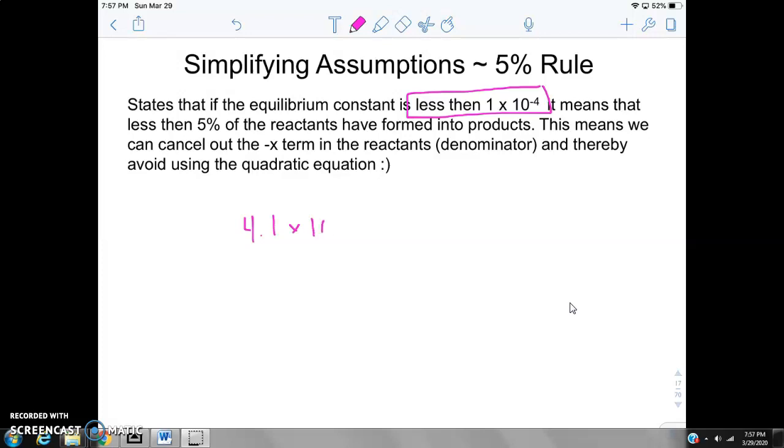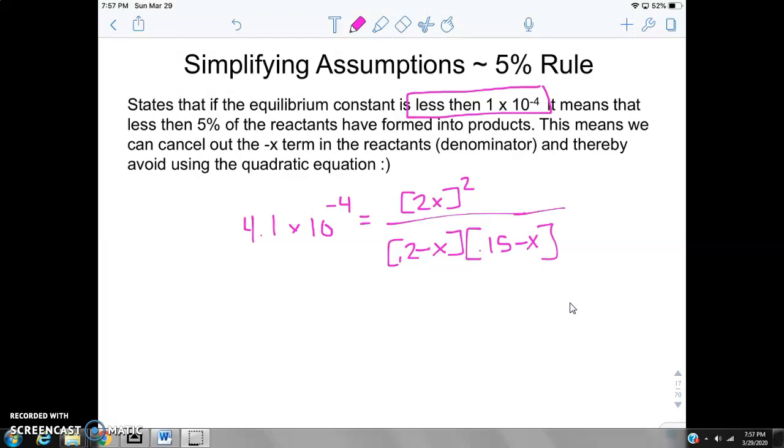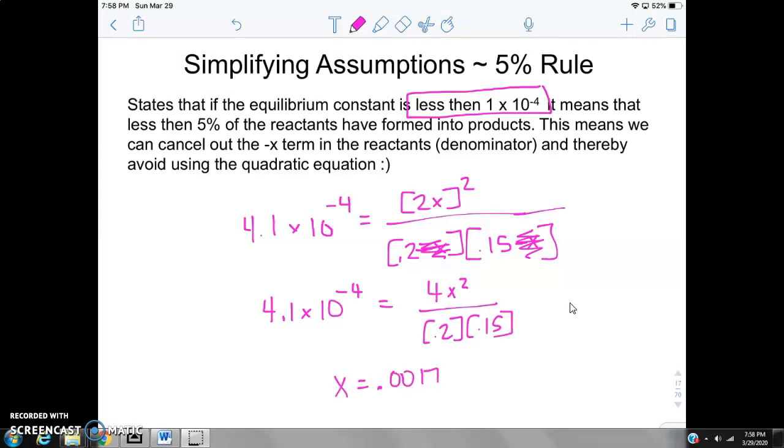So let's look at how that's going to simplify everything. Here I drew my ICE table, and I ended up having this. And you guys wrote this down up there, so if you're not sure where I am, you can scroll up and look. But we got to the point where we had this, and we had to solve for x. So we started cross multiplying and all that stuff. If this minus x is not there, now I just have a denominator that doesn't have an x in it: 4x squared over 0.2 times 0.15. So we don't have to worry about using the quadratic equation. That's nice and easy.